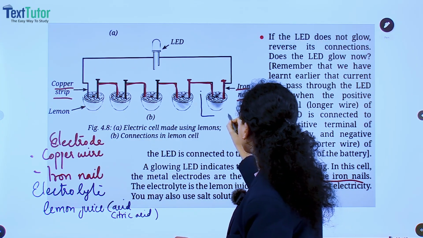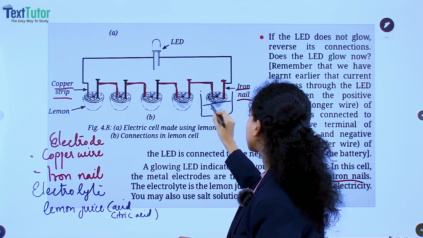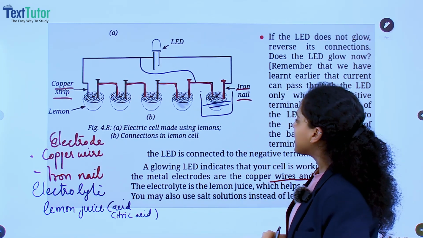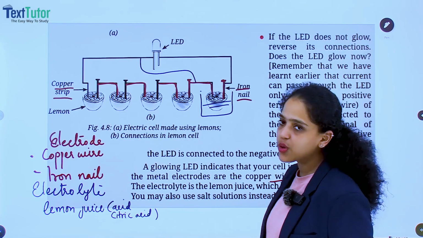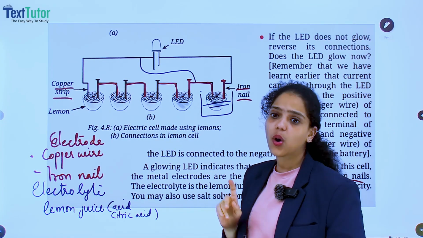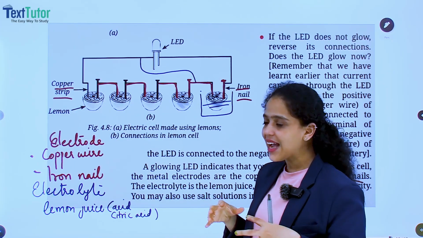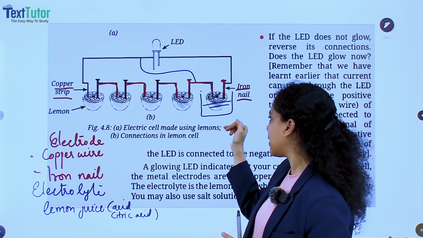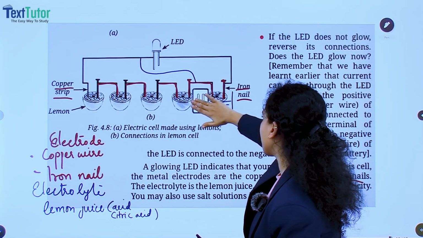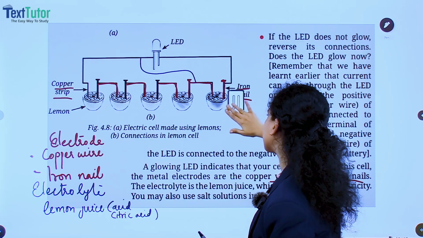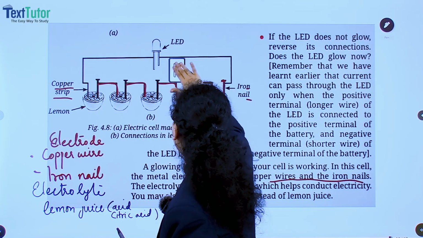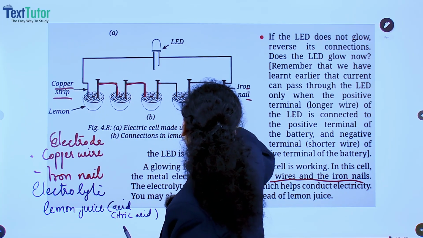Suppose you take some salt water instead of lemon and connect this wire with the LED. You can see the LED glows. That is, the salt solution also acts like an electrolyte, and this iron nail and the copper react with this electrolyte and produce electricity. So this is the simple voltaic cell we can make with the things around us. Okay.